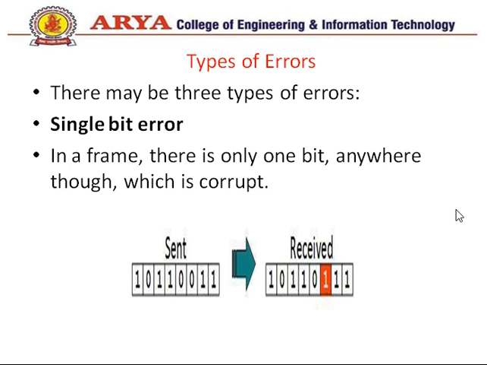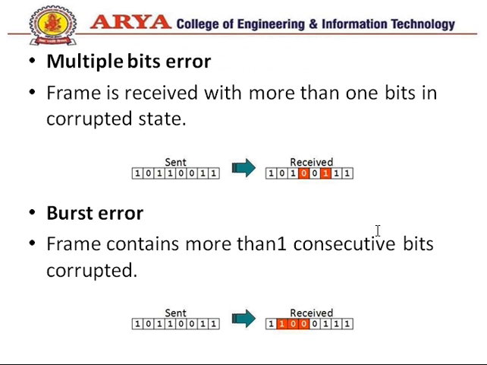Next are the types of errors. There may be three types of error. Single bit error: in the frame only one bit anywhere is corrupted. So whatever data we send, only one bit will be corrupted. You can see from the diagram, we have sent some data and one bit has been changed. Here it was 0 and received it was 1, so only one bit was changed. It is a one bit error.